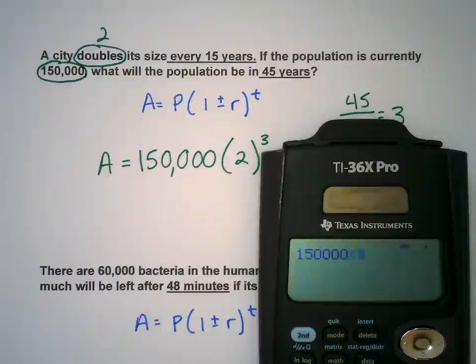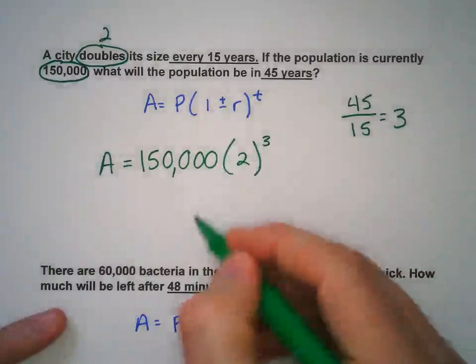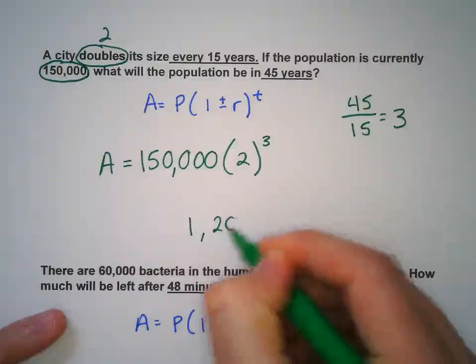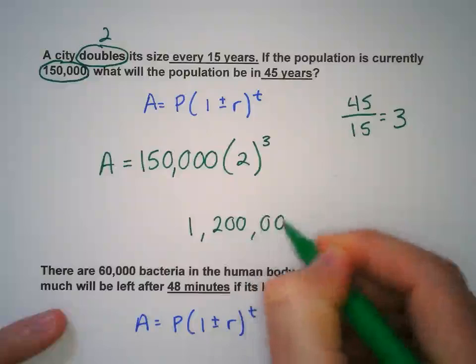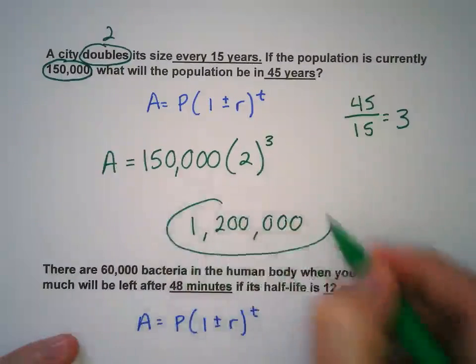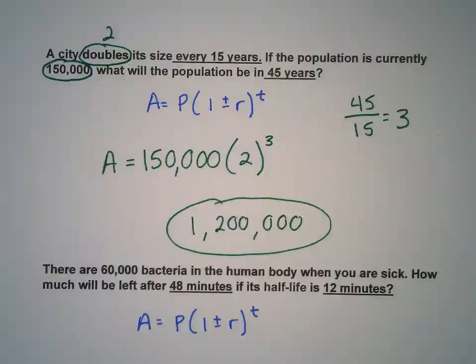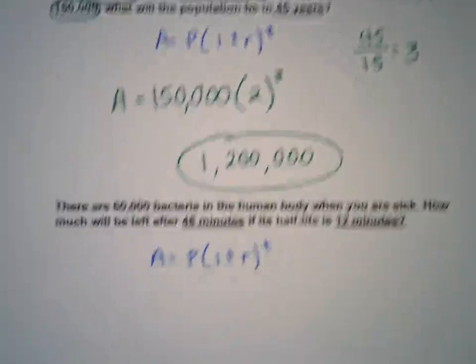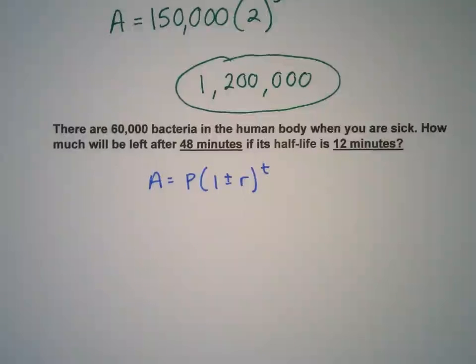150,000 times parentheses 2, raised to the 3rd power, and that is 1.2 million, so the number of people is 1,200,000. So that is the population after 45 years, after it doubled every 15 years for 45 years. All right, the next question is a little bit more tricky, but again, just follow me.